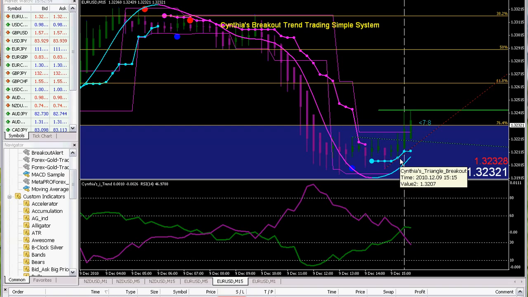But this Breakout EA is perfect for news releases. And here we had the news release this morning, and it hit the triangle target. So in the 15-minute chart, it's already hit the target according to the triangle pattern.